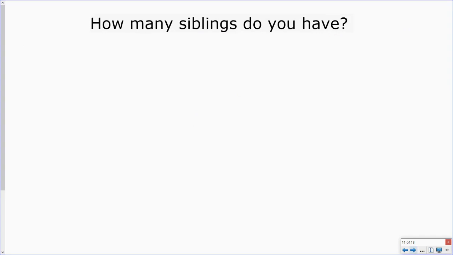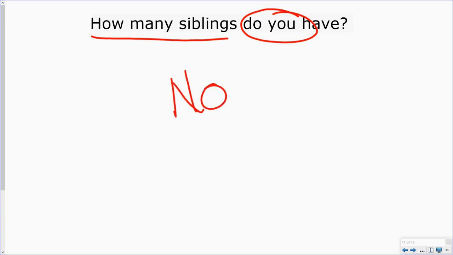This question says, how many siblings do you have? Well, I can count how many siblings, so I can collect data. But in this one, it says, do you have? Well, that's only one person. So that's going to be one answer that they're going to give. So this question does not have a variety of answers. So yes, I can collect data, but no, I'm not going to get a variety of answers. So no, this is not a statistical question because again, we're only asking one person.